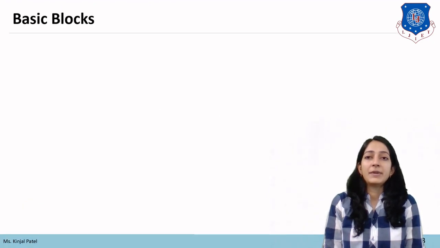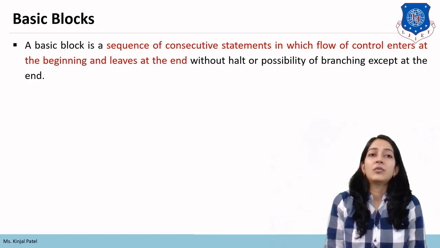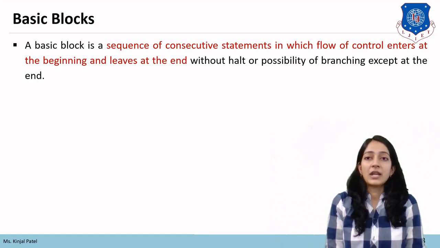So first, what is a basic block? A basic block is a sequence of consecutive statements in which the flow of control enters at the beginning and leaves at the end without halt or possibility of branching except at the end. Means the continuous statement execution is known as the basic block. Means there cannot be a flow of control which can go toward another statement.